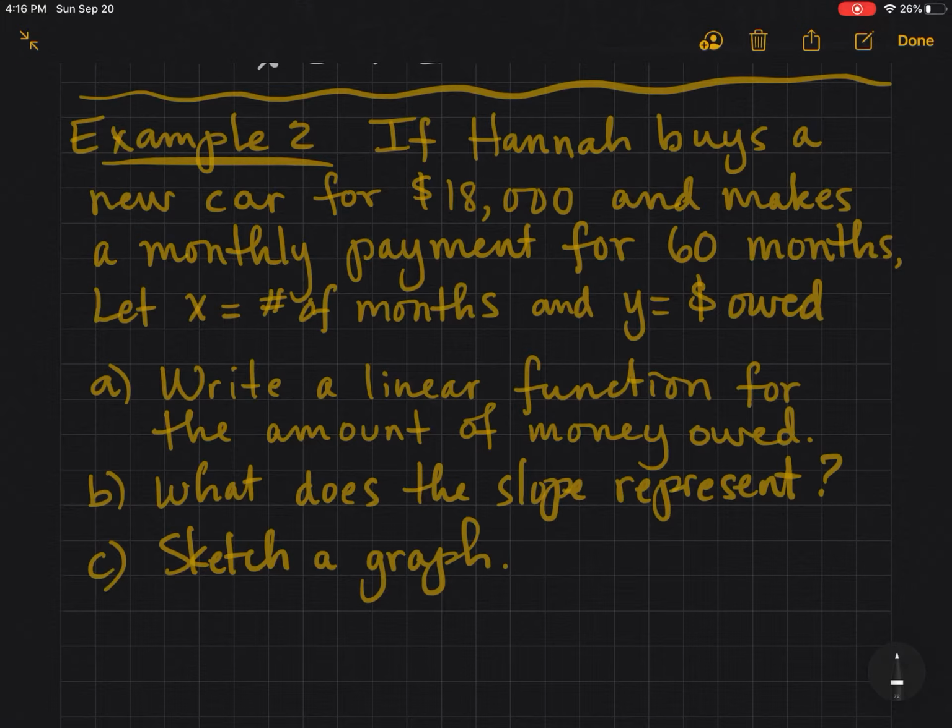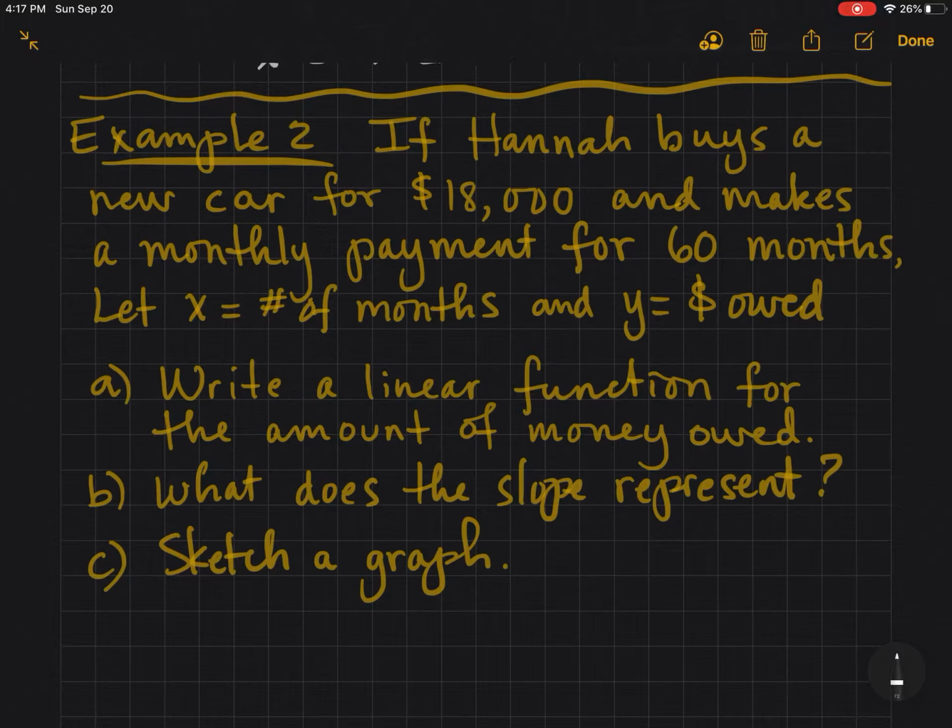let's look at example 2. If Hannah buys a new car for $18,000 and makes a monthly payment for 60 months, that's how long it's going to take her to pay the car off. 60 months. Now, notice that I've defined x and y for you. It says let x be the number of months and let y be the amount owed.